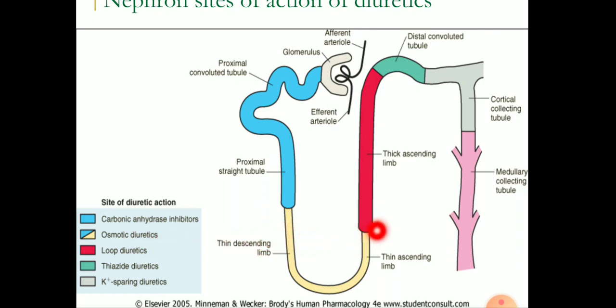So from here onwards, you will see the cortical part of the ascending loop of Henle, and this entire part where there is a particular enzyme located, sodium potassium two chloride channel, and that is being affected by the group of drugs called loop diuretics, and these drugs are also known as high ceiling diuretics. Why are they called high ceiling?